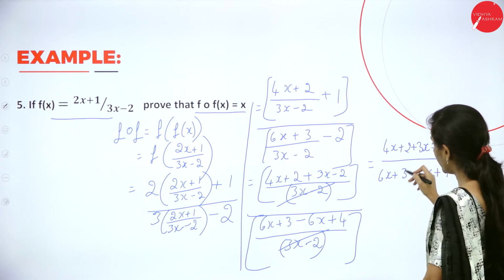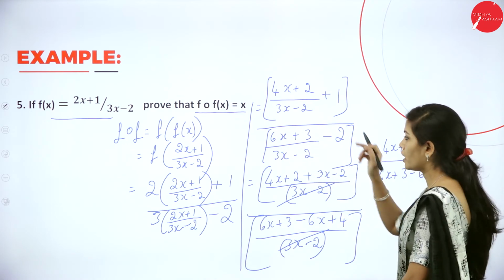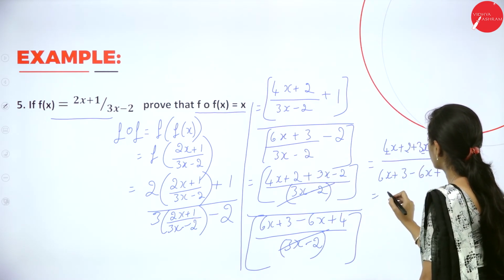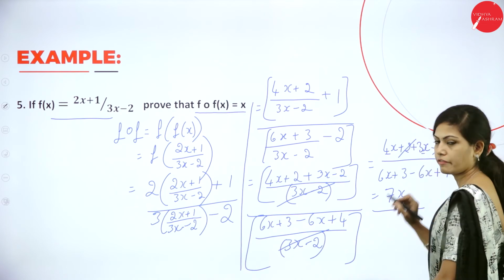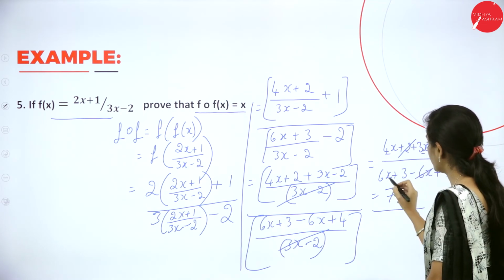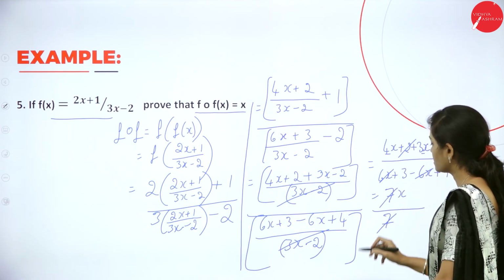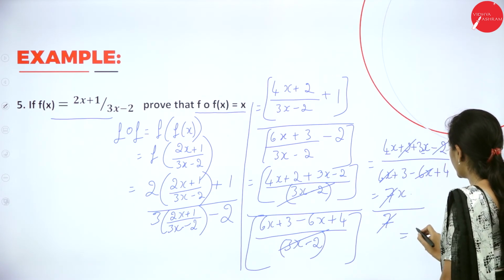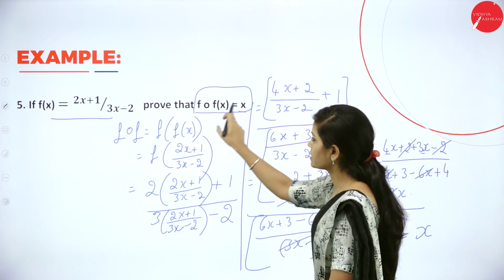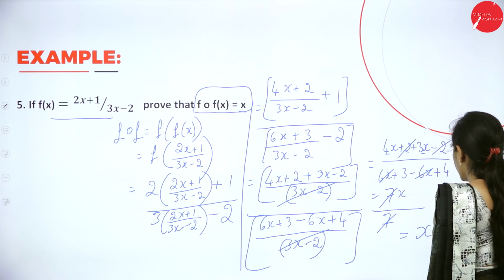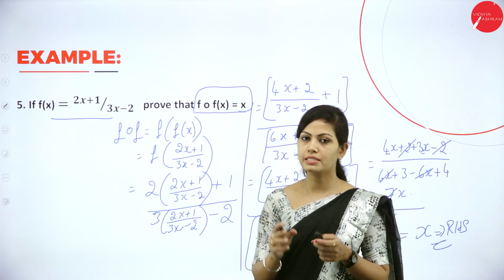So now it is numerator and denominator. Simplify this. Finally, you need to prove that LHS is equal to RHS. So 4x plus 3x is 7x. 2 plus 2 and minus 2 get cancelled, so you will get 7x in the numerator. In the denominator, plus 6x minus 6x get cancelled. 3 plus 4 is 7. If you cancel the numerator 7 and denominator 7, finally you will get x. So this is your RHS value. So f of f of x is equal to x. We proved that LHS is equal to RHS, hence it is proved.